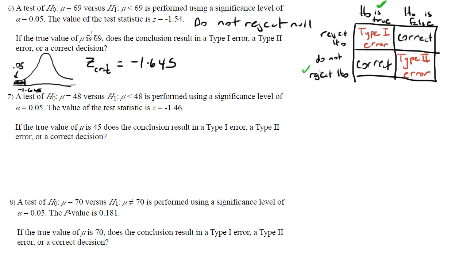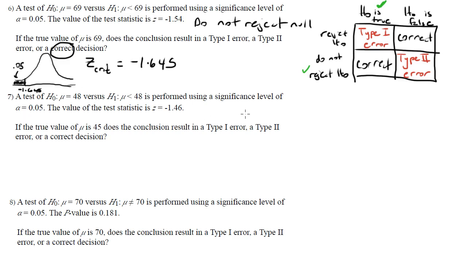So in our case, the null hypothesis was true. It matches that. And we did not reject the null hypothesis, so we made the correct decision. If the null hypothesis was true and we rejected it, then we would have made a type 1 error. If the null hypothesis was false and we didn't reject it, then we would have made a type 2 error. That's the analysis we're doing for every one of these problems.